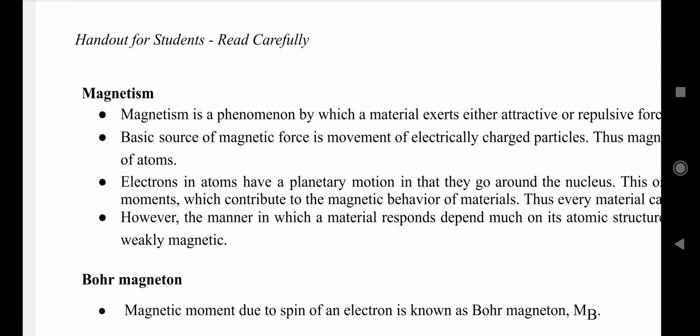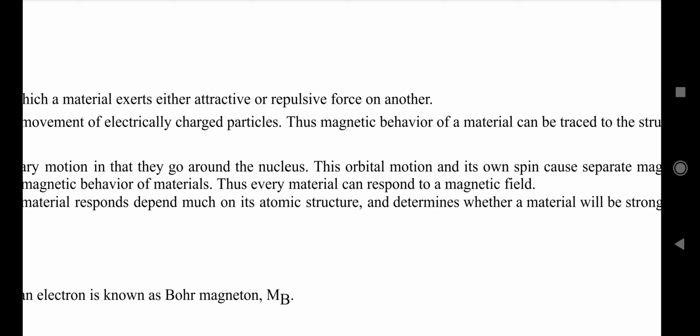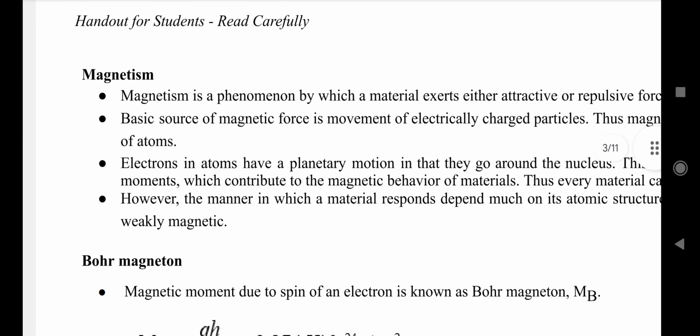So, electrons, if we check in detail, have a movement which is similar to planetary motion. The electrons go around the nucleus as the planets go around the sun. Correct? And this orbital motion and its own spin cause separate magnetic moments, which become the basis of the magnetic behavior of a material.